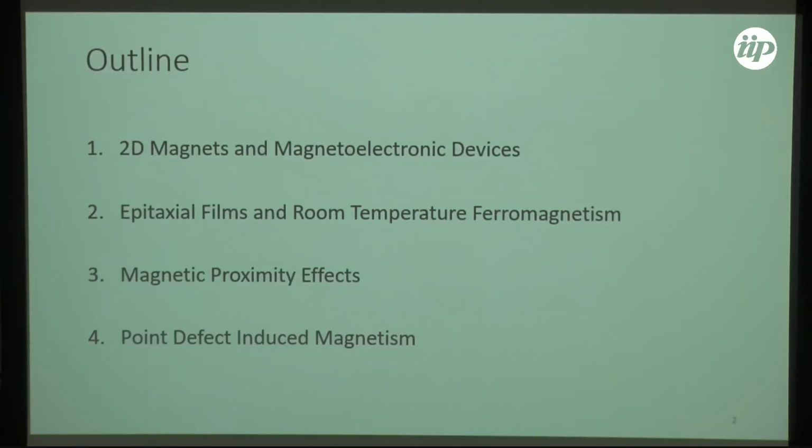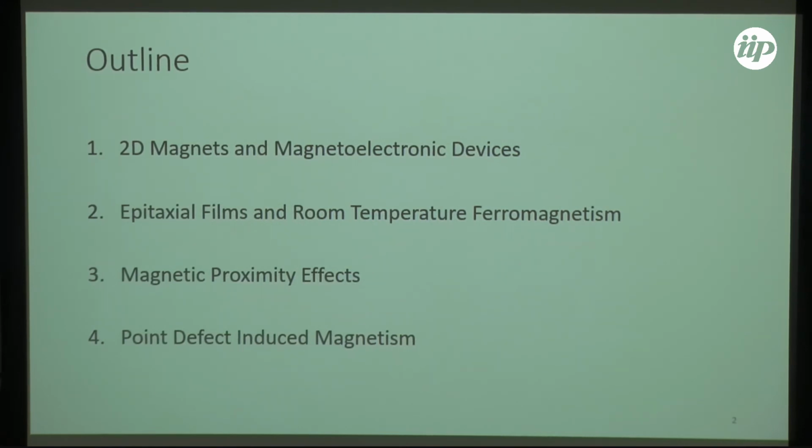So this is the outline. There's going to be 4 topics. So one is 2D magnets and magnetoelectronic devices. The second will be epitaxial films of 2D magnets and room temperature ferromagnetism. And third will be magnetic proximity effects. We'll talk mostly about the ones in graphene. And then finally, point defect induced magnetism, which maybe we'll get to. We'll see how the time goes or not. And then after that will be Ahmed's talk on point defect induced magnetism. Really some nice things.